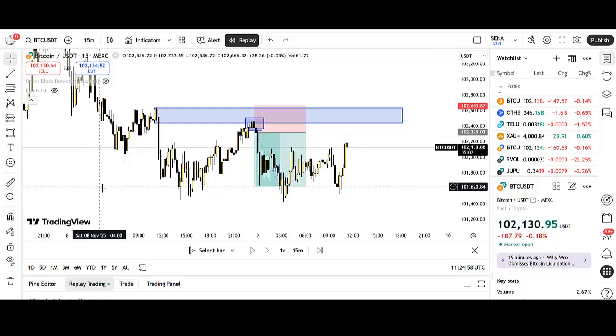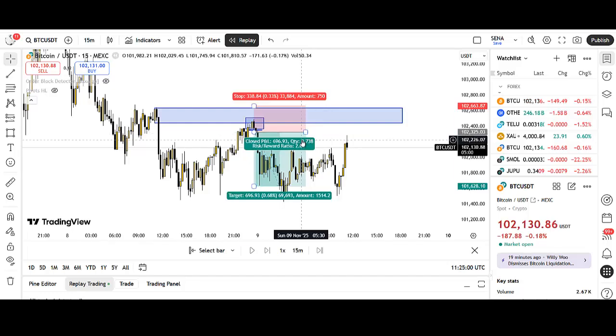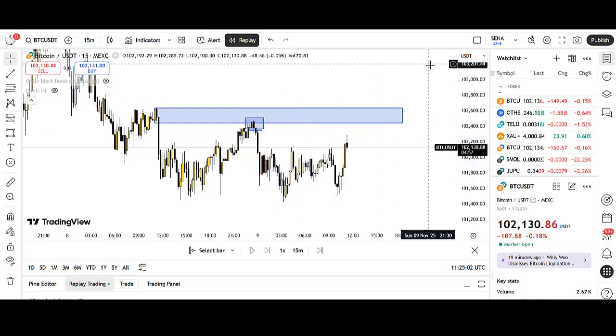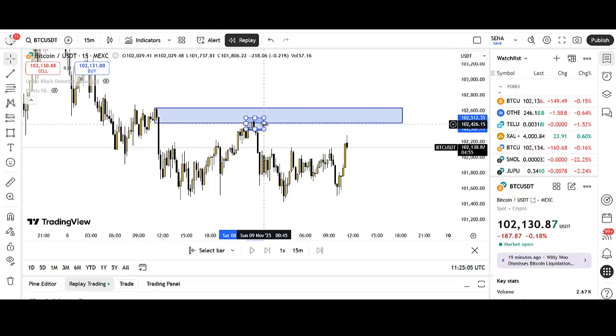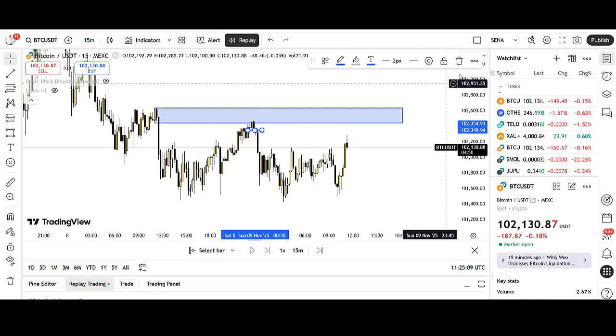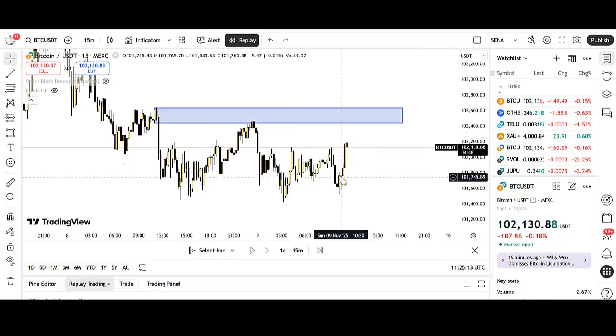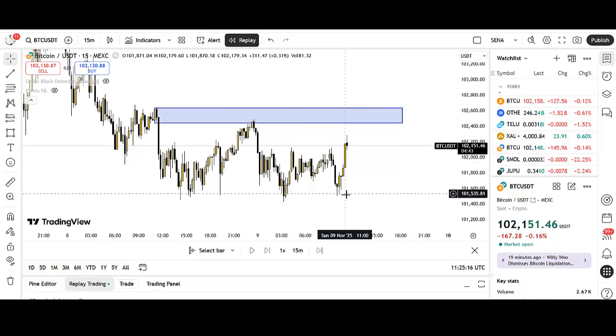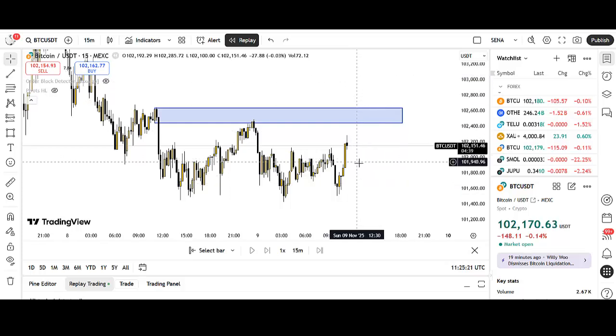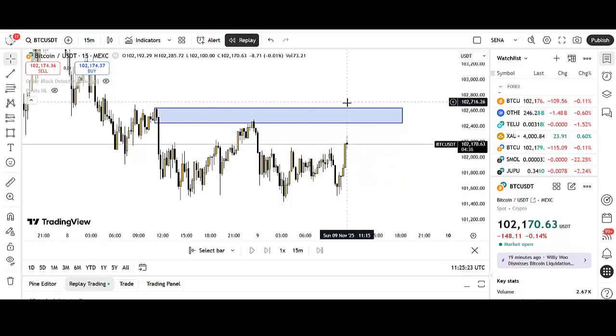So basically this was the trade I missed, but I'm waiting. Since this area was our supply region, what we are waiting for now is for price to come here and break the region. Once price breaks this region, it simply tells you that supply regions are now useless. I'll not be taking trades in the supply regions; I'll be looking forward to the demand regions, right?